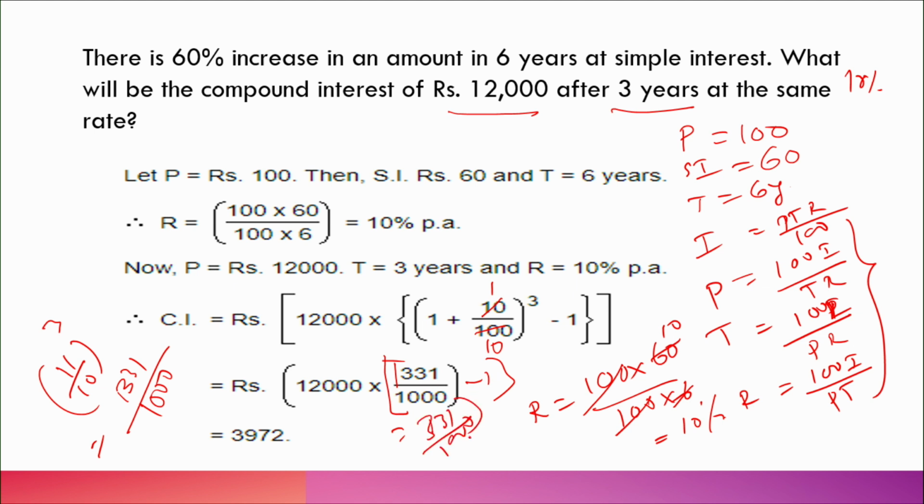That is the reason we will take the value directly of 12,000. So 12,000, this 1000 will be cancelled. So 12 will remain: 12 times 331 is 3972. So the value of this one is 3,972 rupees.